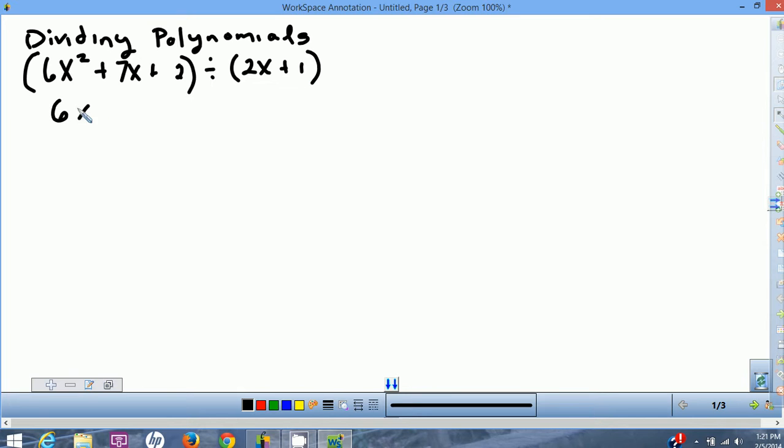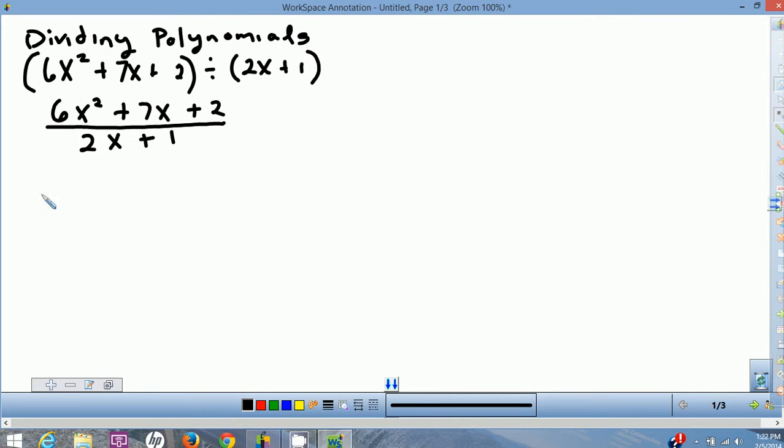Reminder that a division problem can also be written like this: 6x squared plus 7x plus 2 over 2x plus 1. A totally legitimate other way to write that same problem. So we're going to do some division here, and we're going to start off by writing this as if it were a regular long division problem: 2x plus 1 divided into 6x squared plus 7x plus 2. So we're going to use long division to divide this.